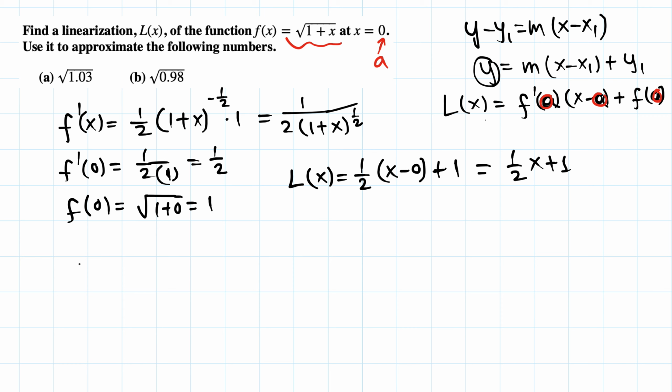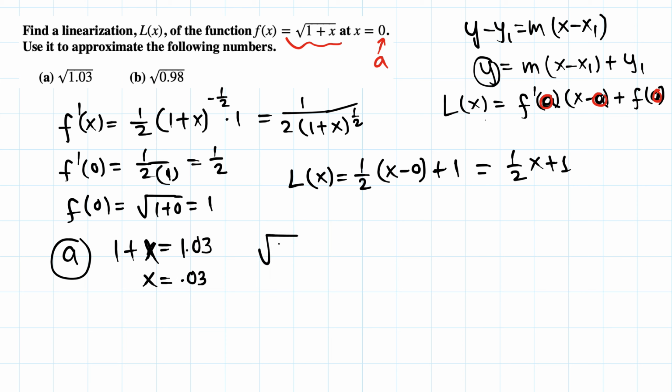That's the first part. Now in part A, we are asked to approximate the value of the square root of 1.03. So we need to write 1.03 in terms of 1 plus x, so that we can determine the value of x and plug it in here. We want 1 plus x to be the same as 1.03. Then we can find the value of x and plug that x into this linearization. Subtract 1 from both sides, so x is 0.03. That's the x value.